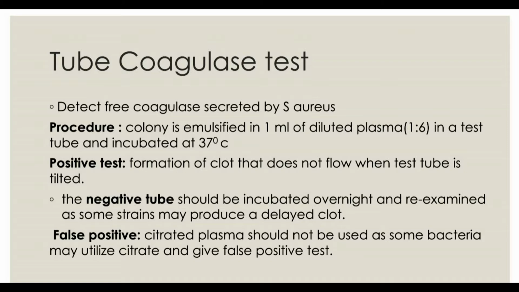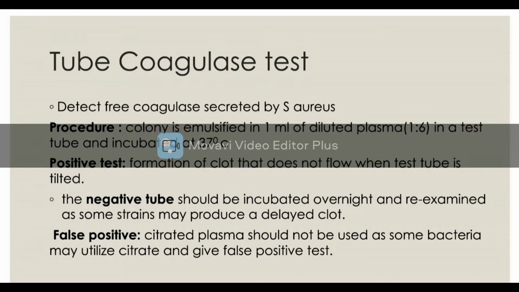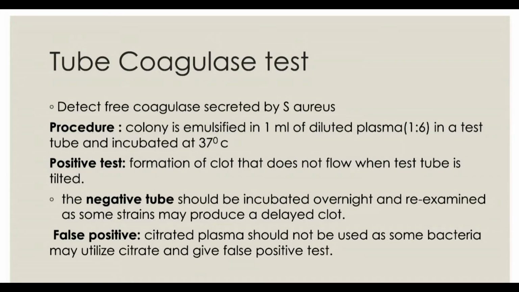And second, the positive test. It gives a positive and a negative test. The positive test is indicated by the formation of a clot that does not flow when the test tube is tilted. So there will be a formation of clot and it will not flow when the test tube is tilted. This is the positive result shown in the tube coagulase test.